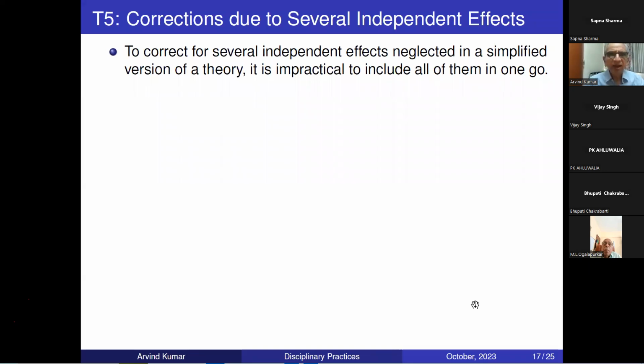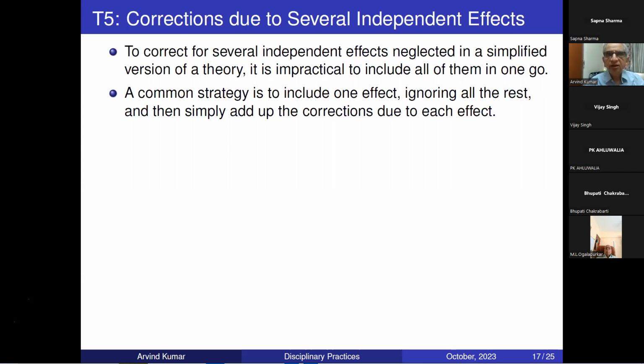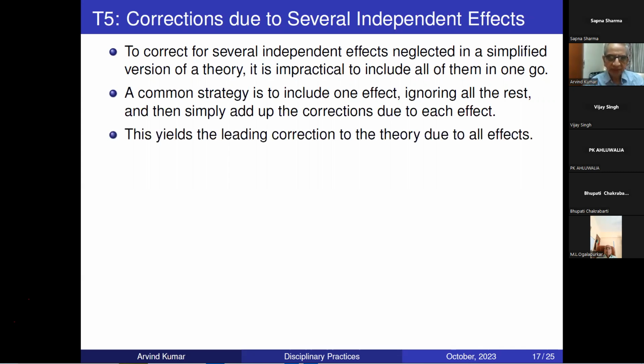Next idea is: when two effects come together, fairly independent effects, though they might couple, what to do about it? This situation often happens in physics. A common strategy is to include one effect, ignoring all the rest, and then simply add up the corrections due to each. This yields the leading correction to theory due to all effects.